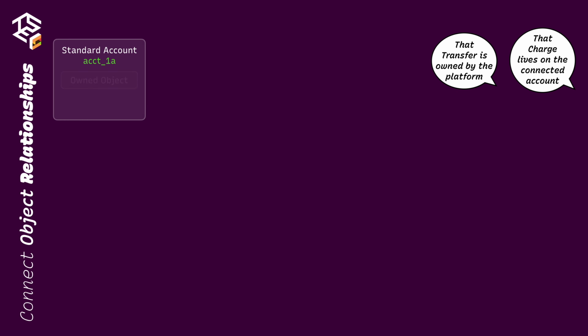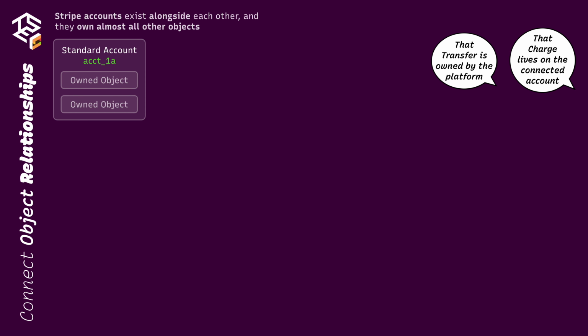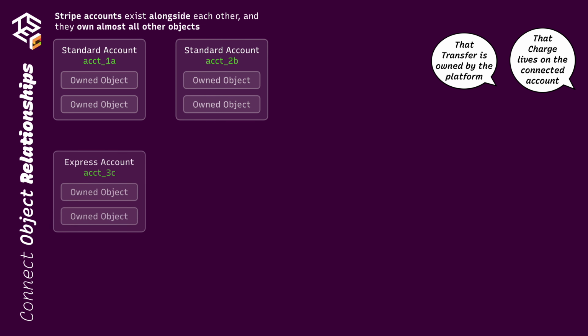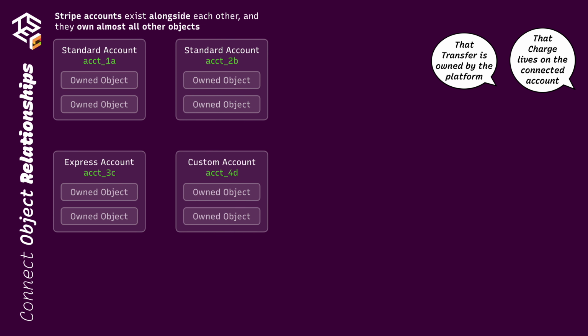In Stripe, almost all objects, like customers, invoices, transfers, charges, and so on, are owned by a specific Stripe account. Saying that any particular object lives on an account is the same as saying that account owns the object, or the object exists inside that account. Stripe accounts exist alongside each other, including Express and custom accounts.